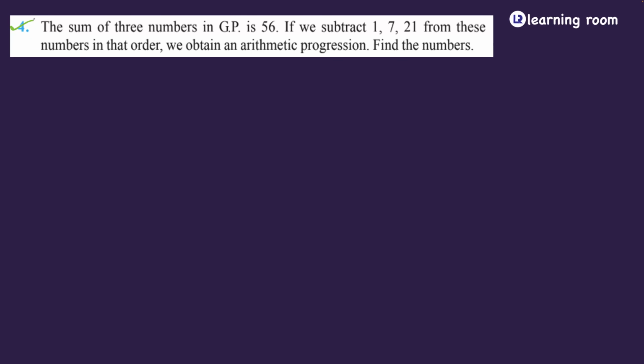So how will you take those numbers? Let's say in the set of those three numbers, you can take the first number to be A. Second number will be AR and the third number to be AR square. So what did they say? A plus AR plus AR square is equal to 56. Right, that's what they told, the sum of three numbers.